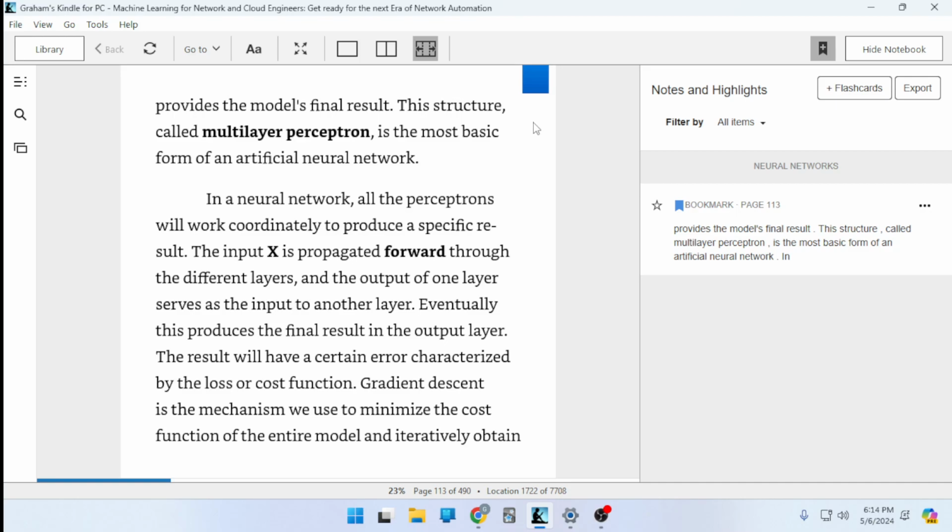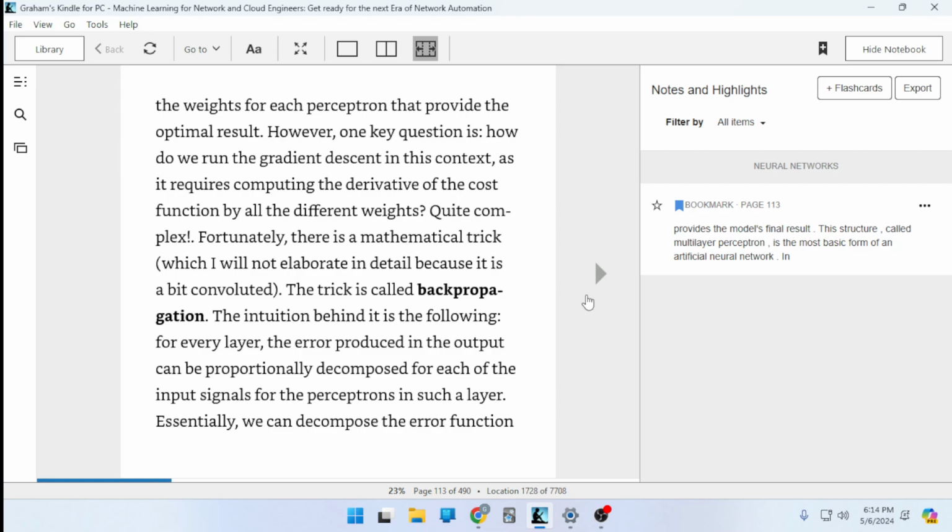The result will have a certain error characterized by the loss or cost function. Gradient descent is the mechanism we use to minimize the cost function of the entire model and iteratively obtain the weights for each perceptron that provide the optimal result. However, one key question is, how do we run the gradient descent in this context, as it requires computing the derivative of the cost function by all the different weights.